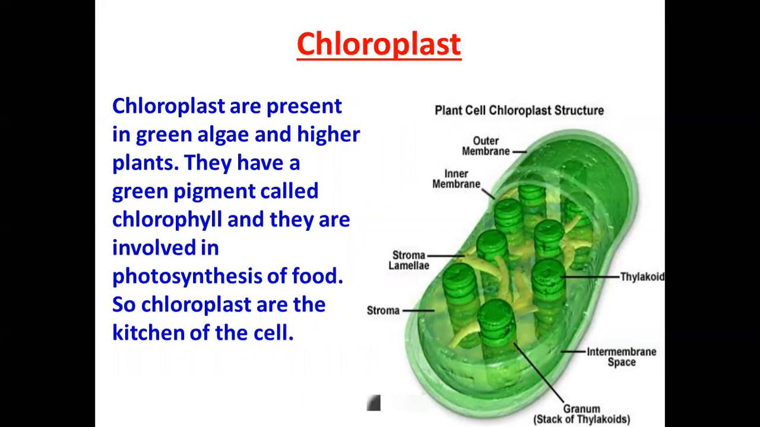Basically, chloroplasts are present in green algae and higher plants. Clear? Now, basically, they have a green pigment called chlorophyll and they are involved in photosynthesis of food. So, chloroplasts are the kitchen of the cell. Now, if you see the diagram, you will understand how it looks.